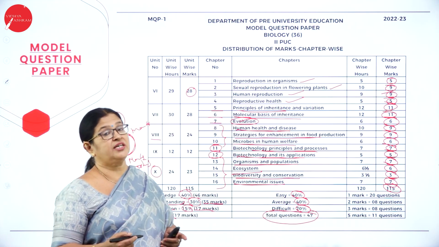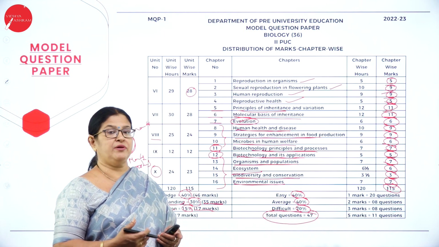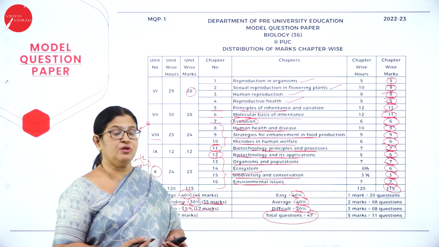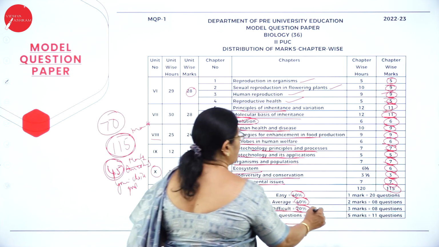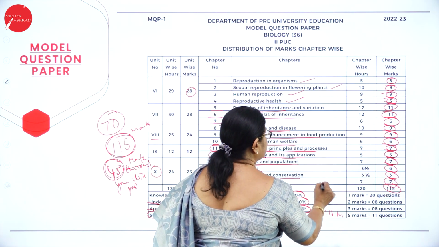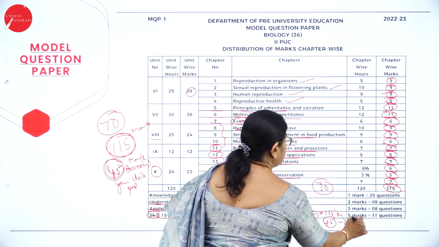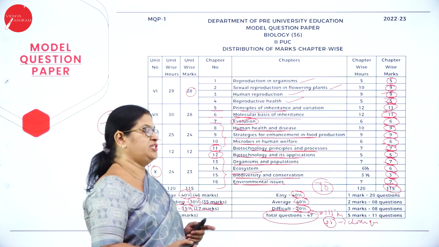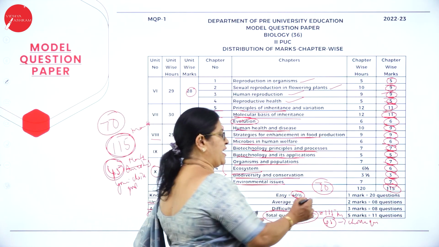Previously, you had 37 questions, but the changed pattern of question paper for this year's board exam will have how many questions? 47 questions. As I said, 47 questions, that is for 115 marks, means your maximum marks is 70. That means 45 marks is from the choice questions. So you have lots of advantage as you have the choice questions also here. Then you'll have 1 marker questions.